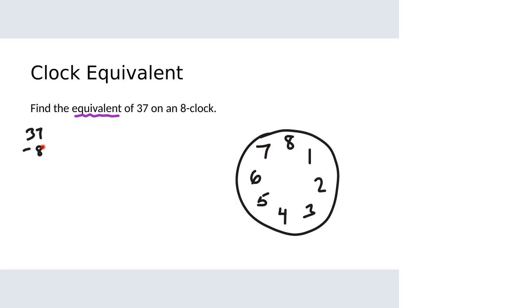Another way to go here is to say, well, I'm at 37. If I subtract 8, I'm at 29. If I subtract 8 again, I'm at 21. If I subtract 8 again, I'm at 13. I'm getting there, not quite there yet. But if I subtract 8 again, I'm at 5. And so the equivalent of 37 on an 8 clock would be 5. Anybody have another way to go about this?